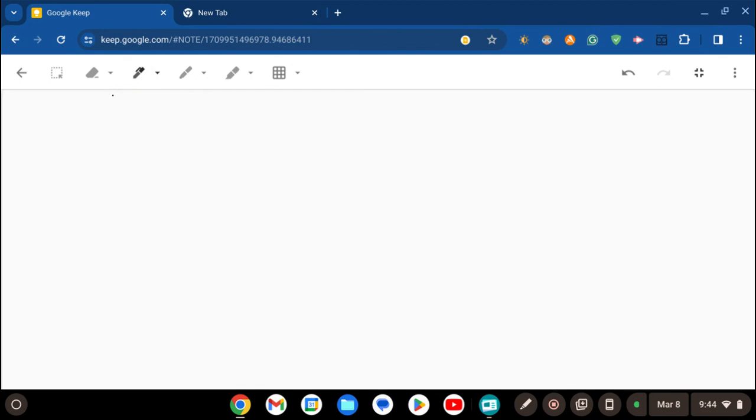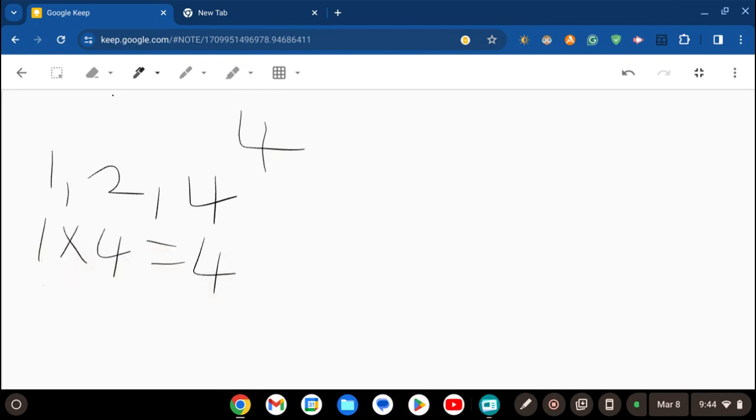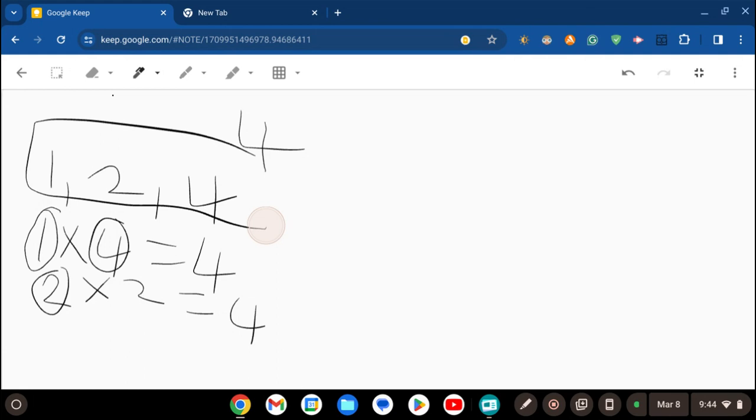Factors are basically two or more numbers which you multiply in order to get a specific number. So let's say you wanted the factors of 4. The factors of 4 are 1, 2, and 4, because when you multiply 1 by 4, you get 4, and when you multiply 2 times 2, you get 4. Hence the factors of 4 are 1, 2, and 4, as shown right here.